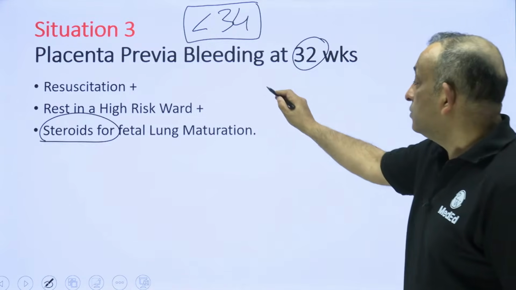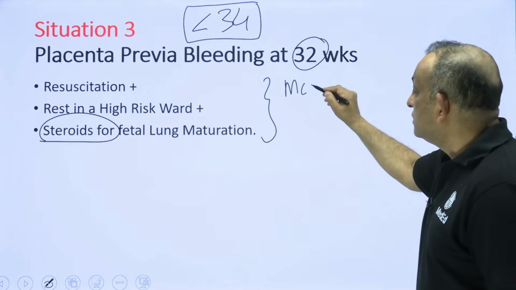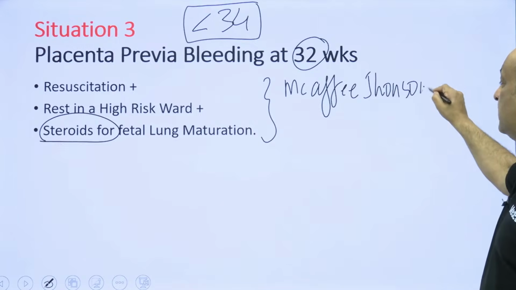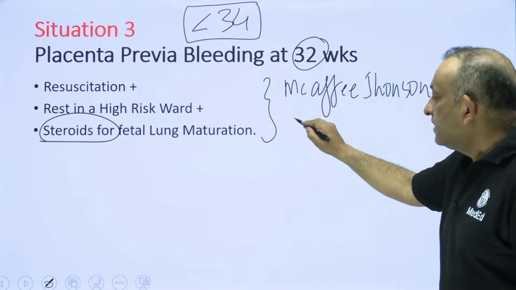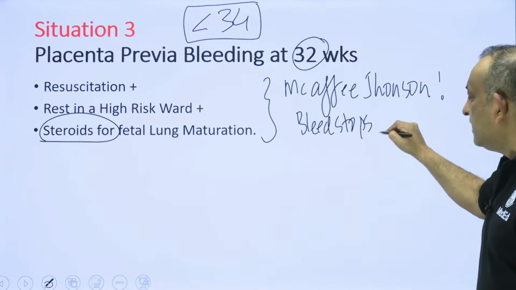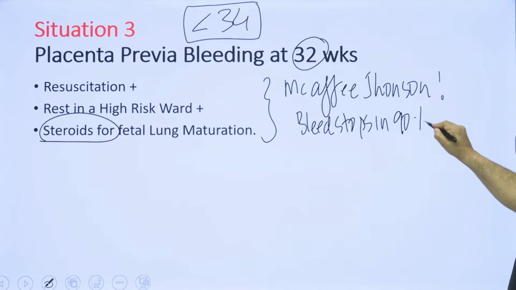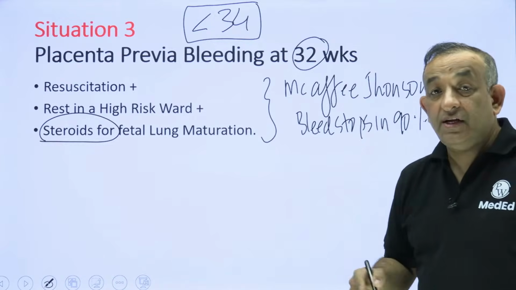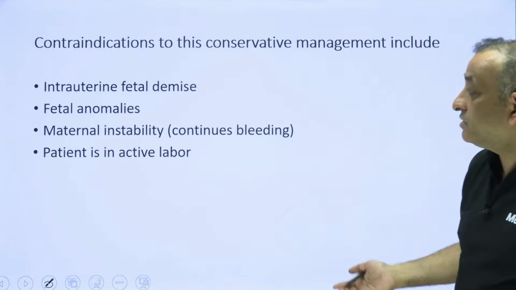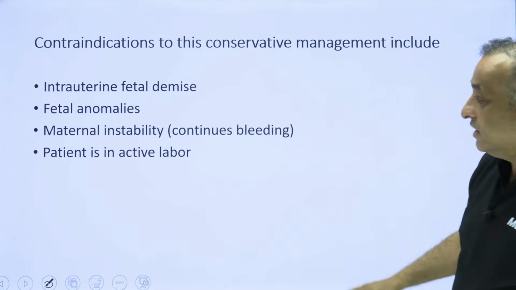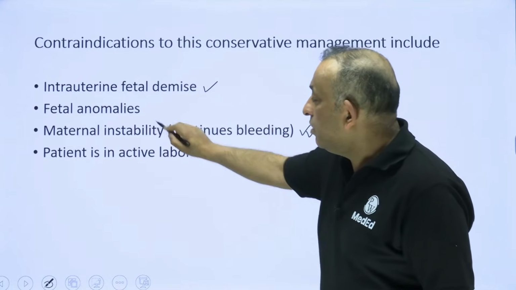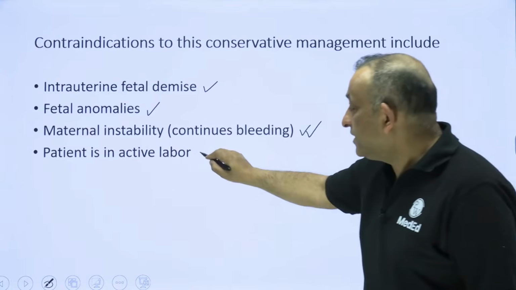Yes, that is what is known as the McAfee-Johnson regime. This name came in a NEET exam once. McAfee-Johnson. This is conservative management. Bleeding stops in 90% of patients. So that is the management. Rest, sedation, steroids. In 10% of patients the bleeding will not stop. So that becomes the contraindication for this conservative management: maternal instability, bleeding continues, or the baby is dead, or the baby is having anomalies and patient is in active labor.